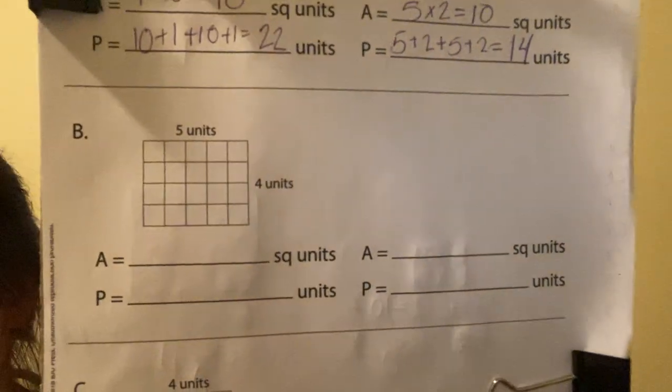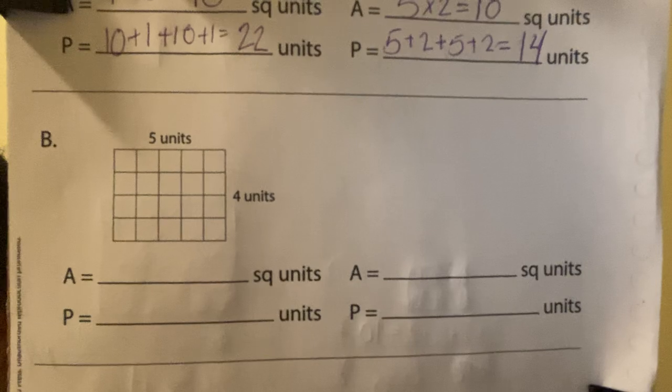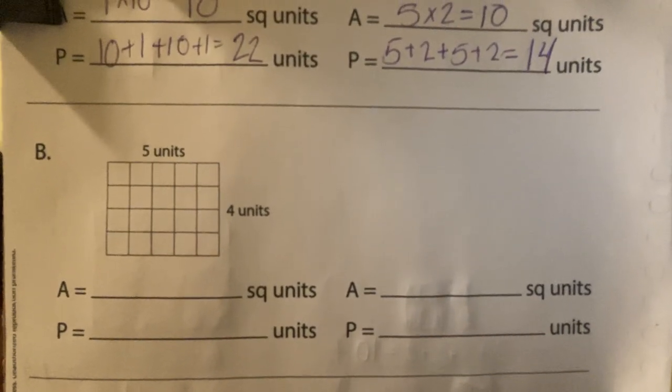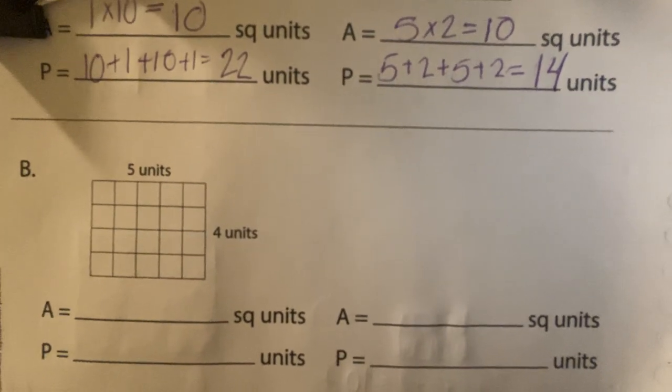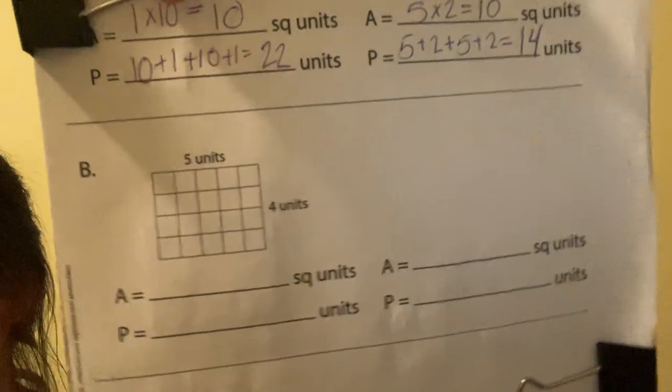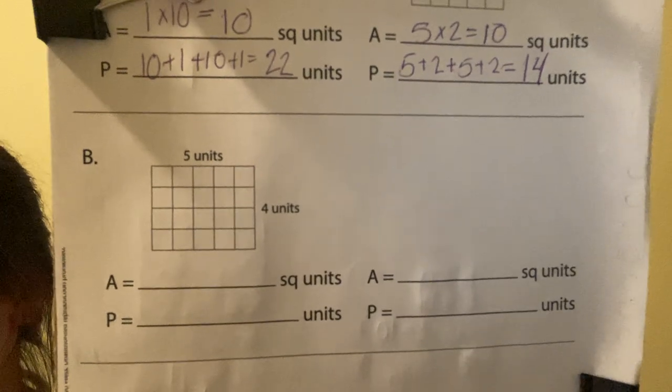Crazy, huh? Okay, let's bump you down. We're gonna go to section B now. I gotta move my clips around. Section B here in the middle. Section B, I want you to write an equation to find the area and perimeter of the first shape. It gives you your labels.